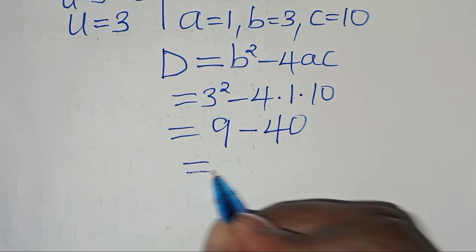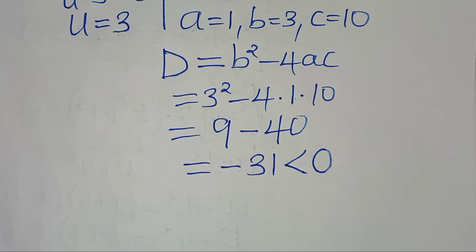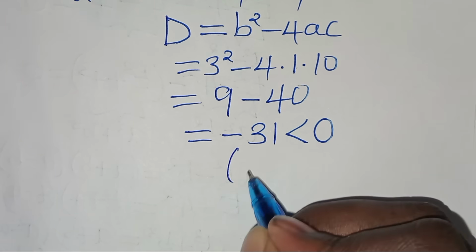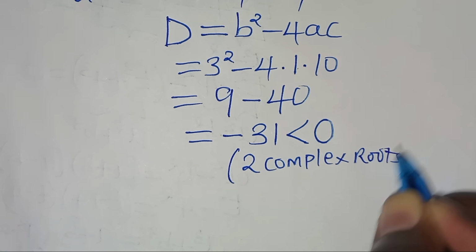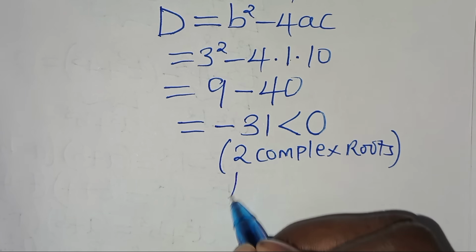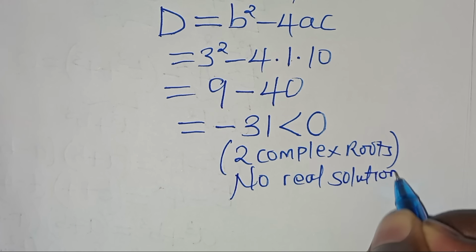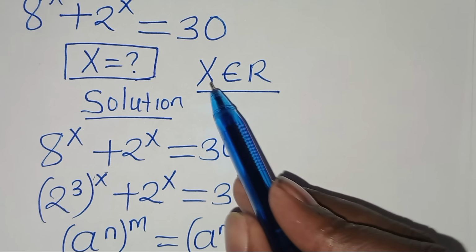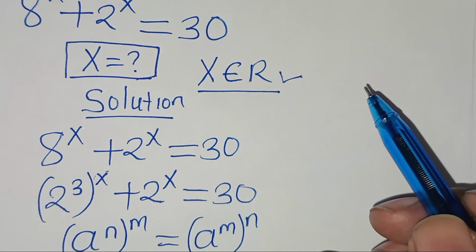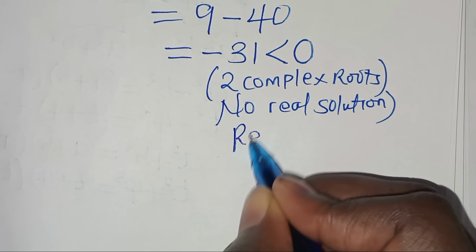And this means that here we have minus 31, and this is less than 0. So this implies that here we have two complex roots, which indicates that we have no real solution, given that x is a member of real numbers. So the quadratic equation part here is rejected.